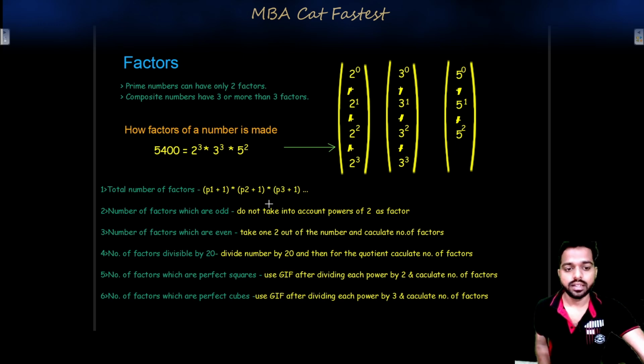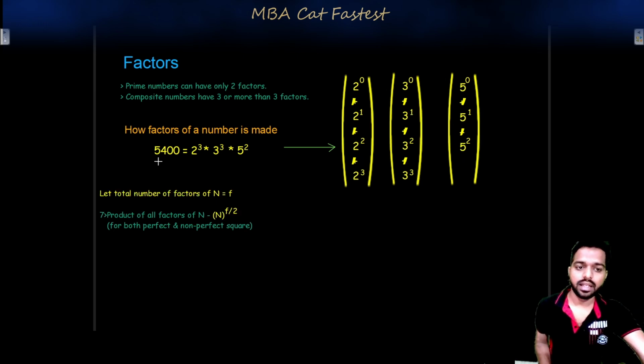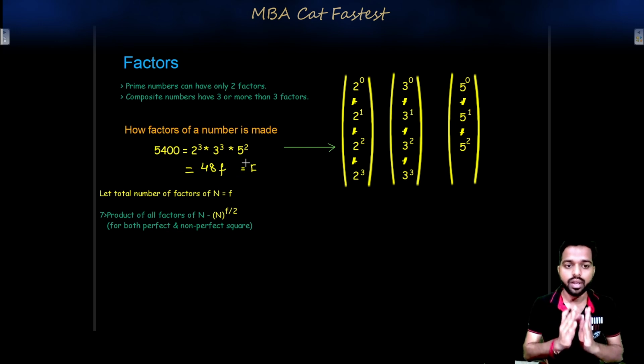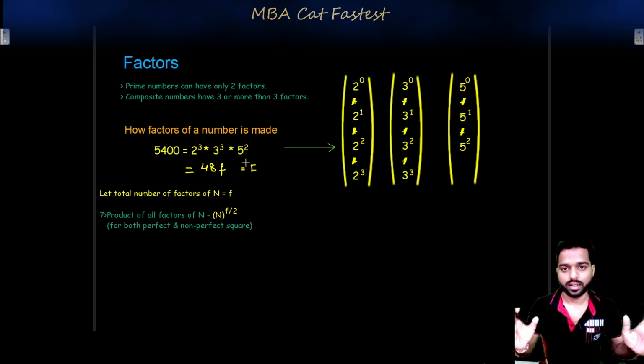If you want to find the number of factors which are perfect cubes, again, you need to follow the same process, but just because you need to calculate cubes, you just need to divide each power by 3. Now consider, let's say, n has f factors. Although we know it has 48 factors as calculated earlier, let's say it has f factors. If you want to find the product of all the factors of n, let's say f is 48. So now 5400 has 48 factors.